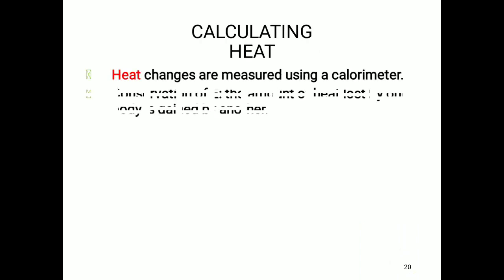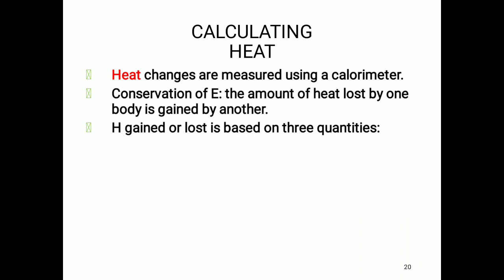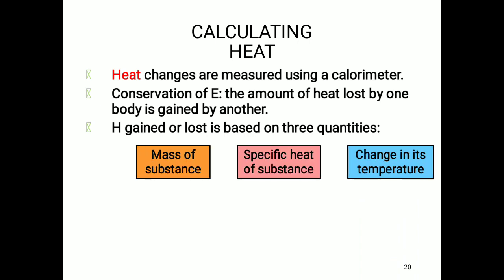So now we are going to see how to calculate the heat. You know that heat depends upon three factors: mass, specific heat and change in temperature. Heat changes are measured using a calorimeter. Conservation of energy: the amount of heat lost by one body is gained by another body. You know the law of conservation of energy, that energy can neither be created nor destroyed but it can be converted from one form to another. So the law of conservation of energy is also applicable here.